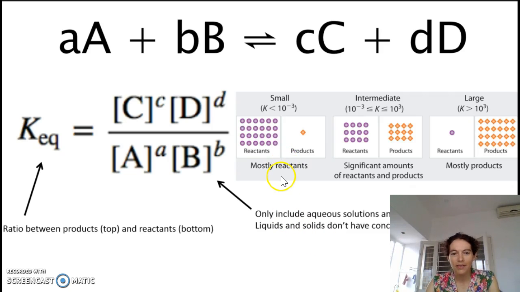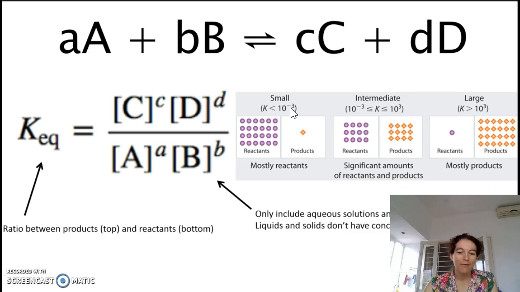Okay, and so again, if K is really big, it means you have mostly products. If K is really small, it means you have mostly reactants. And notice the scientific notation. If you're going to be taking AP Chem or AP Bio, you need to get used to scientific notation because it's going to be everywhere, especially when you're talking about equilibrium.